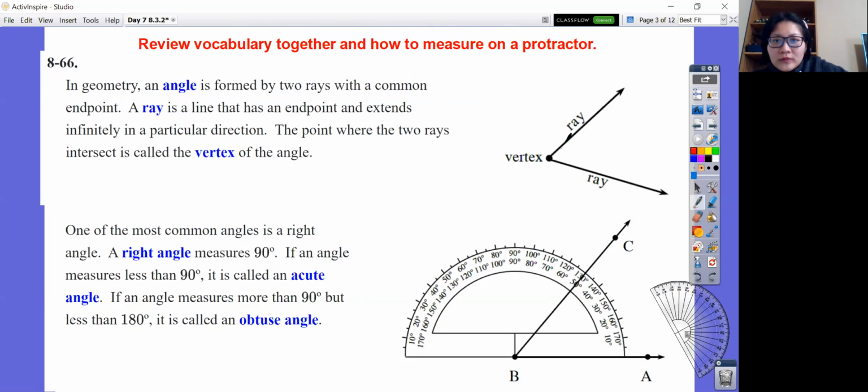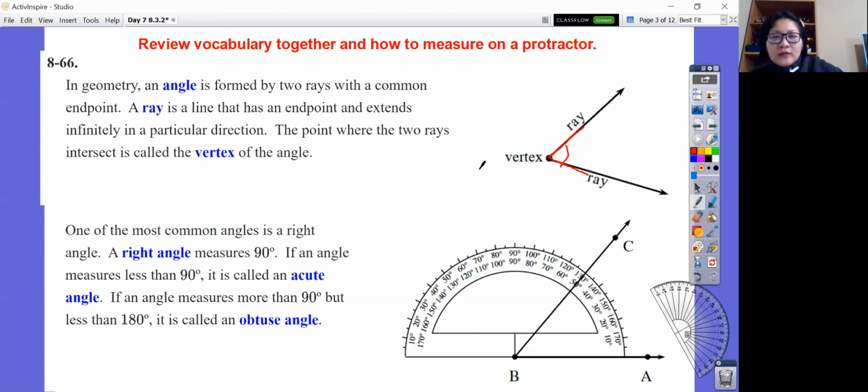An angle, this is an angle, is formed by two rays, first ray, second ray, with a common endpoint. A ray, this is another ray, is a line that has an endpoint and extends infinitely in a particular direction. The point right there, where the two rays share a common point, we call the vertex of the angle.